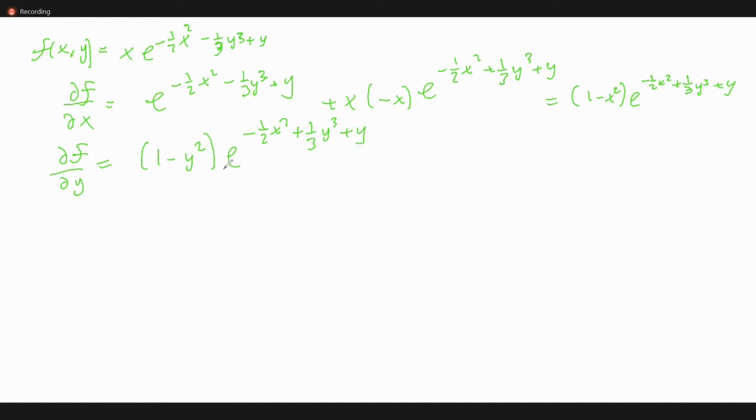Now, let's see when these two partial derivatives are equal to 0. df/dx is equal to 0 only when x squared minus 1 is equal to 0. That is, x is equal to plus or minus 1. The second partial derivative, df/dy, is equal to 0 only when y squared minus 1 is equal to 0, giving y equal to plus or minus 1.